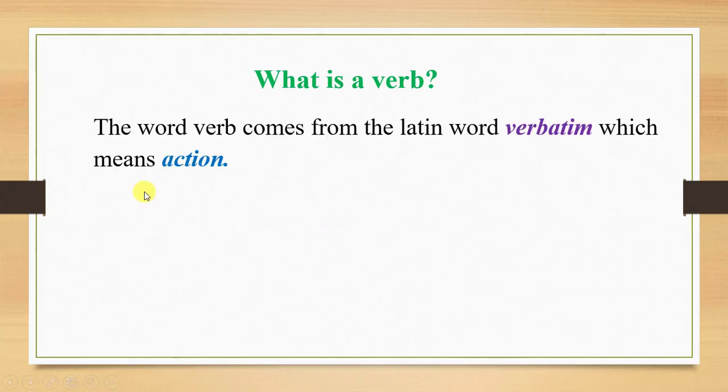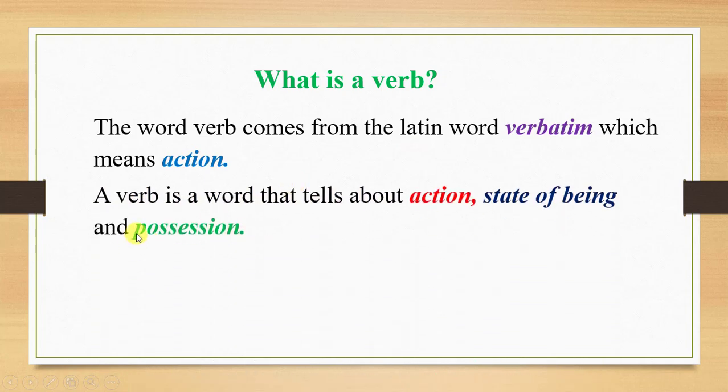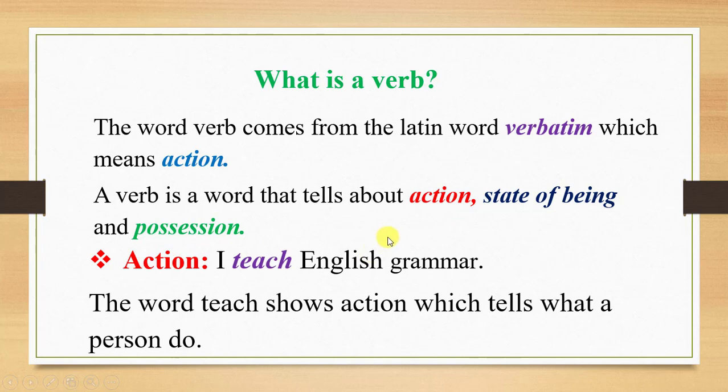what is a verb. The word verb comes from the Latin word, which means an action. A verb is a word that tells about action, state of being and position. First let us know about one by one: action, state of being and position.